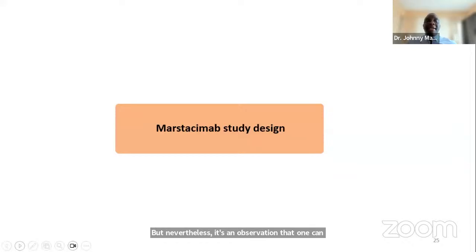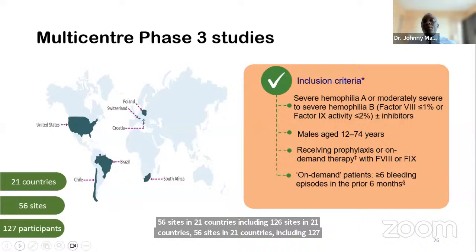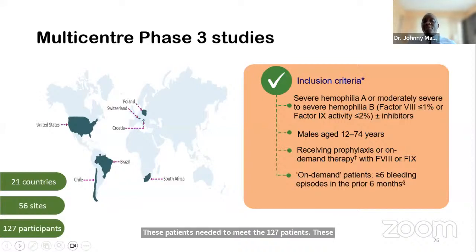I'm going to move on to mestacimab, starting with the study design of mestacimab. You can see that it was also a global study conducted in 56 sites in 21 countries, including 127 patients. These patients needed to meet inclusion criteria, which were severe hemophilia or moderately severe hemophilia B with inhibitors or without inhibitors. In fact, the study included 12 to 74-year-olds who were receiving prophylaxis or who were actually on episodic treatment with factor 8 or factor 9. The patients who were on episodic treatment needed to be included only if they were getting 6 or more bleeds in the previous 6 months.